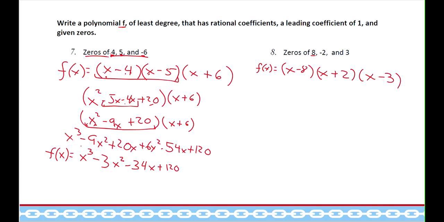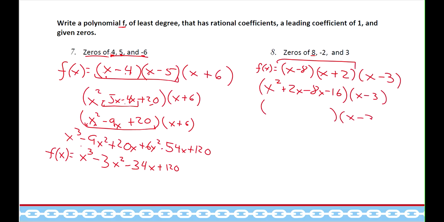And then I am going to FOIL. I'm going to FOIL these first 2 factor sets. Right? X times x is x squared. So this would be plus 2x minus 8x minus 16. That was my FOIL work. I do need to combine like terms in the middle. So it'd be x squared minus 6x minus 16.